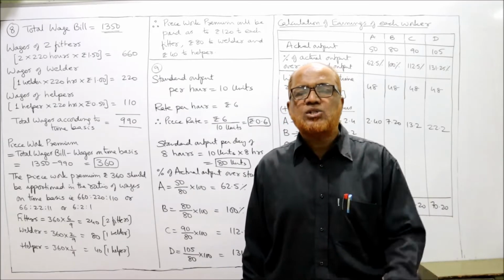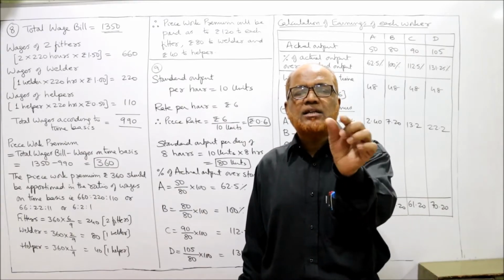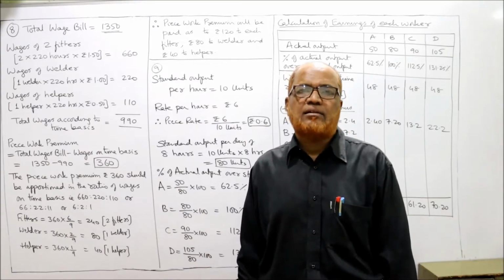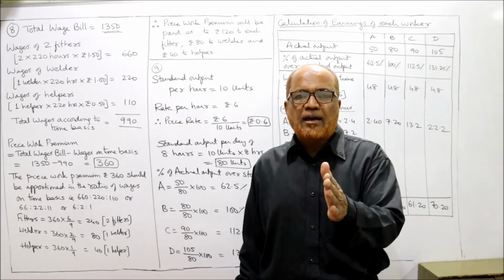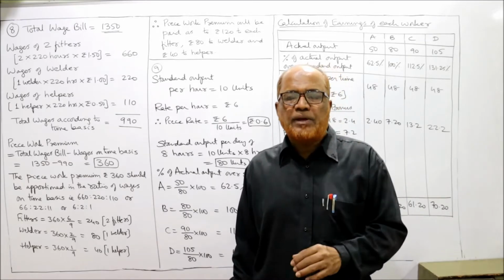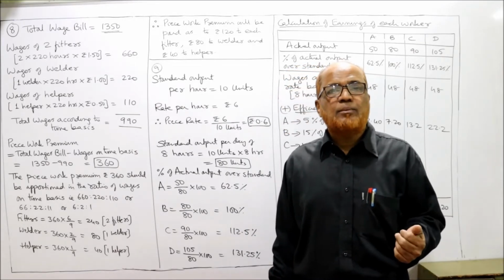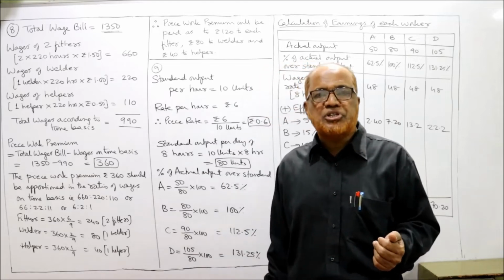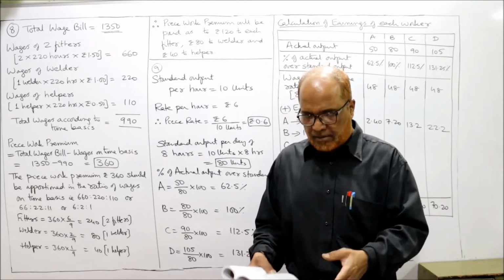So how many hours does he have to work? 8 hours. So 8 into 6. 8 6s are 48. So per day every worker will get 48 rupees. Apart from that, they will get bonus depending on their efficiency, how much production they have made.